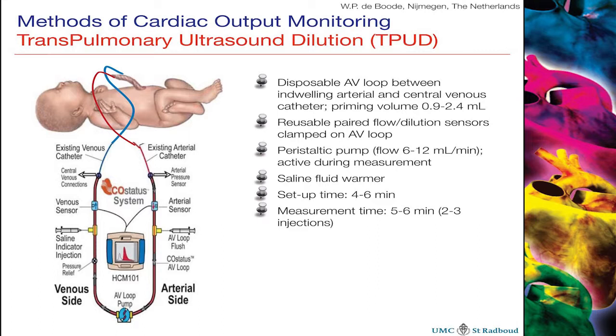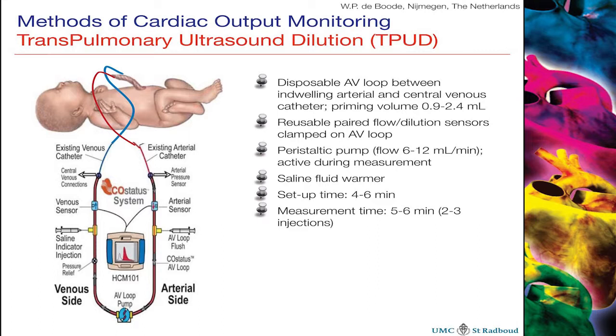It's a disposable AV loop with a priming volume between 0.9 and 2.4 milliliters. The sensors are put on the extracorporeal loop. In that way, you can detect the change in ultrasound velocity. There's a small pump which serves for a constant flow throughout the measurements, and note that only during cardiac output measurements, during 6 minutes, there's flow through the extracorporeal circuit. There's a saline fluid warmer to put it at patient temperature.